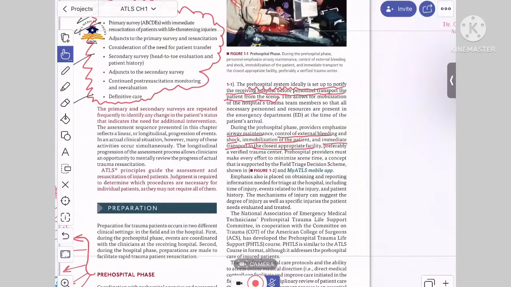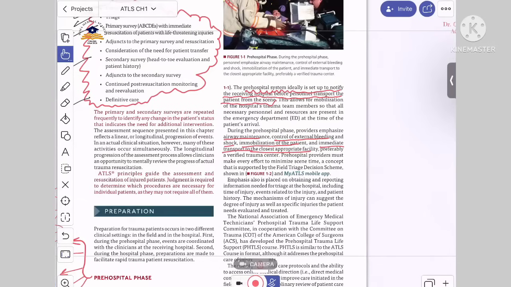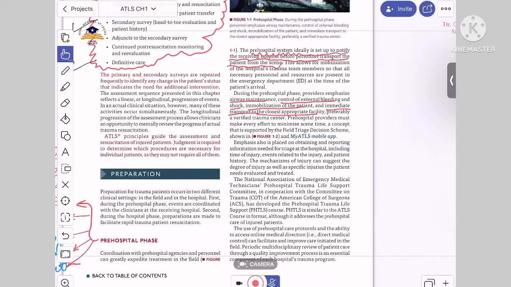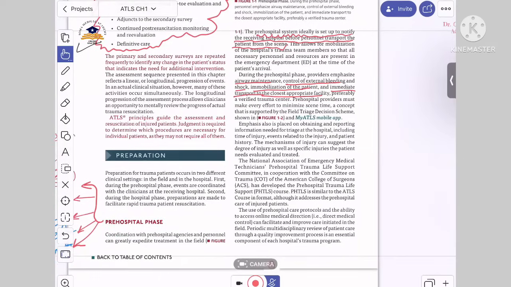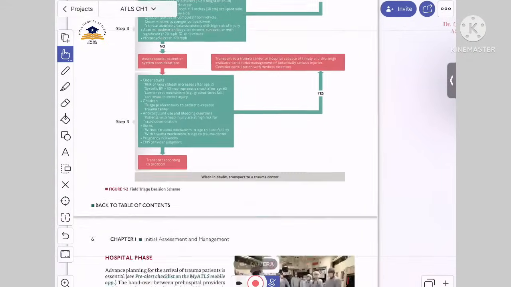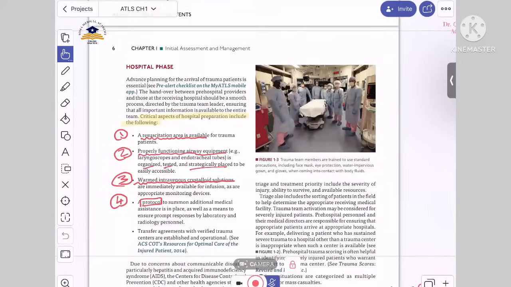Look, the pre-hospital team is ideally set up to notify the receiving hospital before the transport of the patient. Again, they have to control the airway, control external bleeding and shock, immobilize the patient, and transport immediately, as we discussed. The pre-hospital triage is not so important for you; for doctors it is not important.